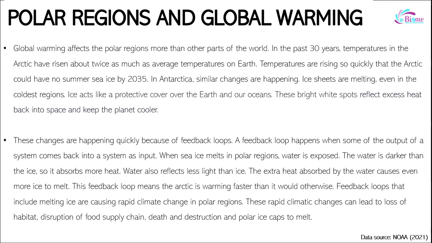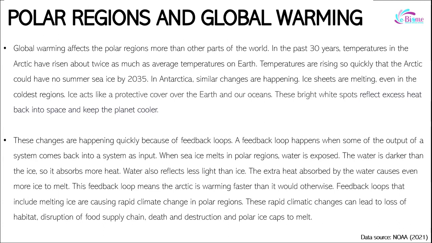These changes are happening quickly because of what we call feedback loops. A feedback loop happens when some of the output of a system comes back into the system as input. When sea ice melts in polar regions, water is exposed. The water is darker than the ice, so it absorbs more heat. Water also reflects less light than ice. The extra heat absorbed by the water causes even more ice to melt. This feedback loop means the Arctic is warming faster than it would otherwise.